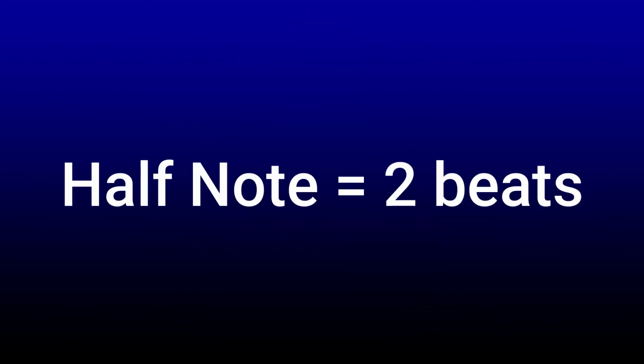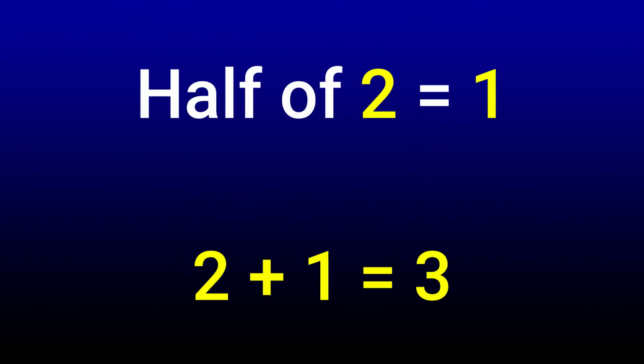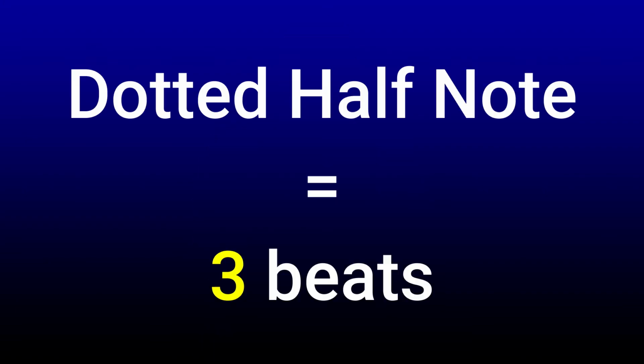Let's work the value of the dotted half note. The value of a half note is 2 beats. 1/2 of 2 is equal to 1. So 2 plus 1 equals 3. So the value of a dotted half note is 3 beats.